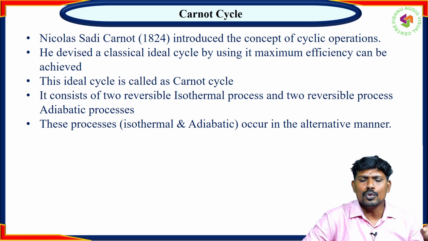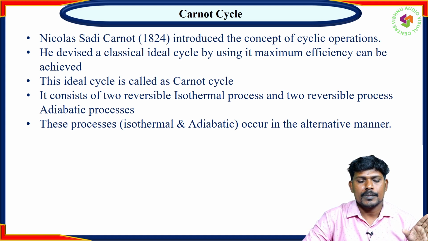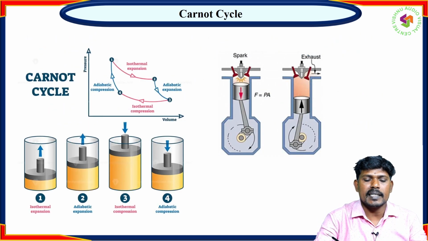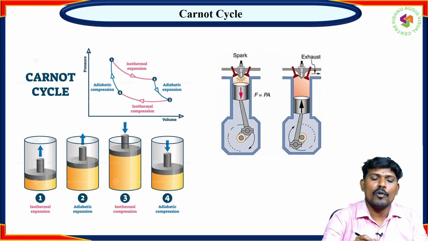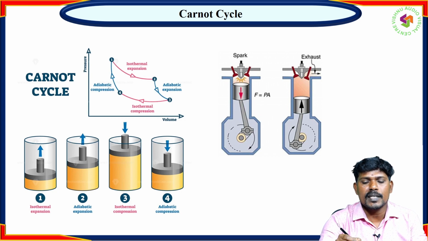It consists of two isothermal processes and two adiabatic processes. They happen alternately. We can see here the Carnot cycle diagram. The x-axis is the volume and the y-axis is the pressure. The first one is isothermal expansion. Next is adiabatic expansion. Next is isothermal compression, then adiabatic compression. In these, two isothermal reversible processes are there, and two adiabatic reversible processes are there.